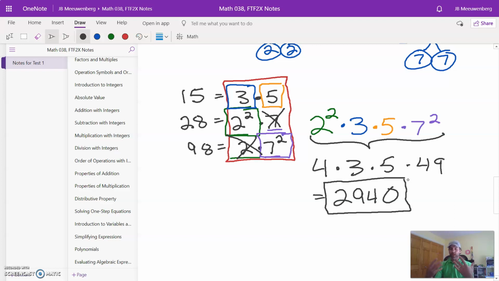So again, least common multiples, the smallest number that all the numbers can divide into evenly. We can find it by making lists, or we can find it by building it using the prime factorizations.